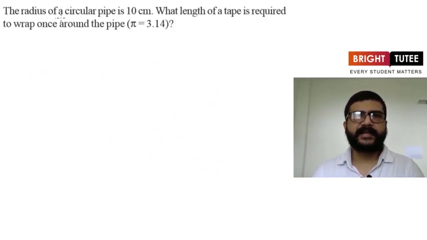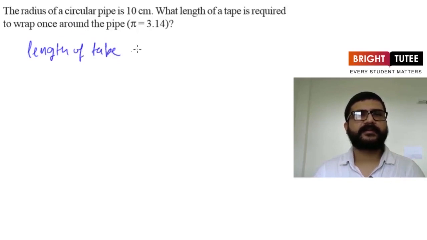Now, the question is, the radius of a circular pipe is 10 centimeters. What length of tape is required to wrap once around the pipe? So, here we are having a circular pipe and we have to wrap it around with a tape. Now, we have to tell what length of tape is required. So, the length of tape required should be equal to the distance around the circular pipe, and that is known as circumference. So, therefore, the length of tape should be equal to circumference.